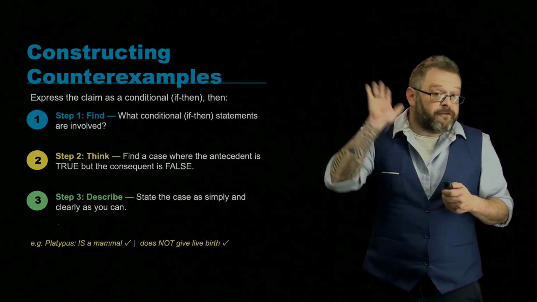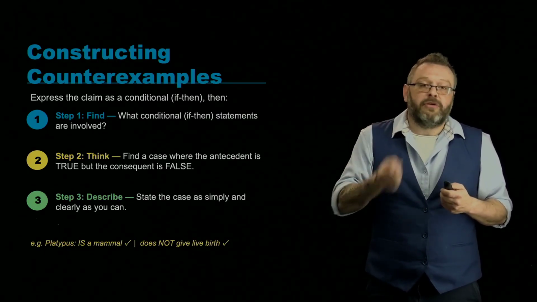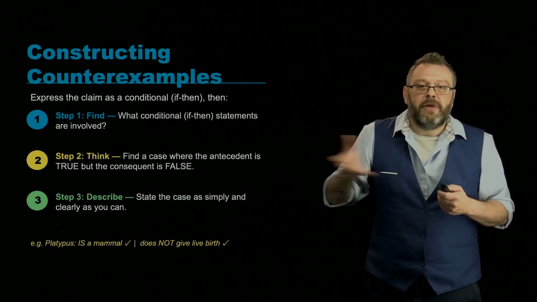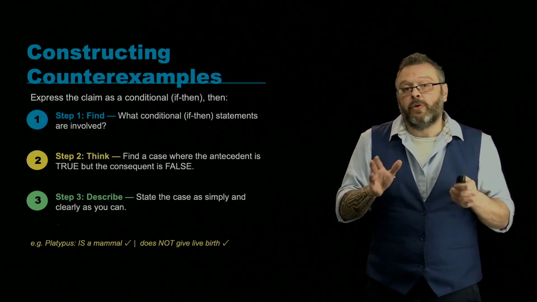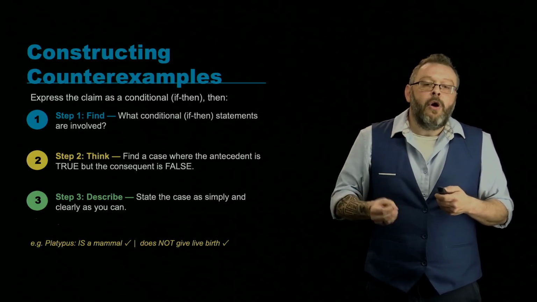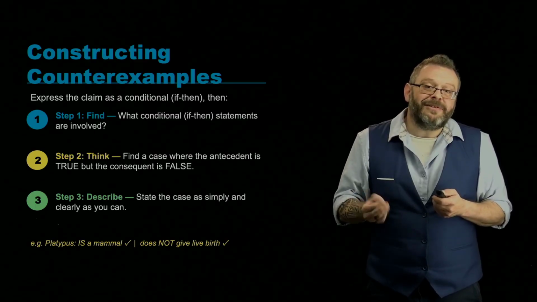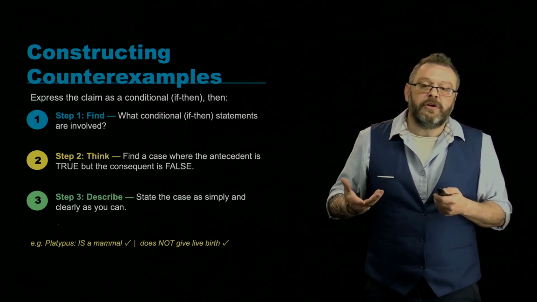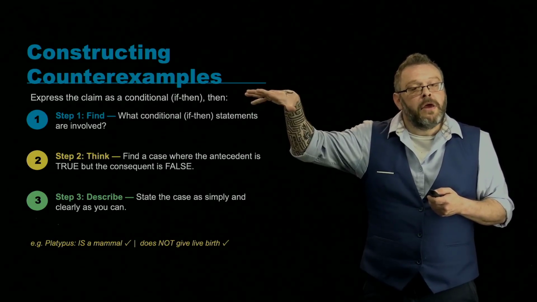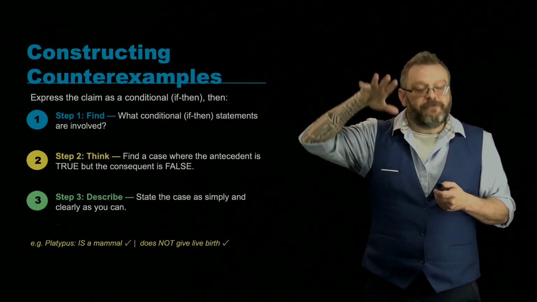So first, we've got to find the conditionals. A lot of times it'll be really explicit. In the case like we just saw, all mammals give live birth, we had to do a little bit of work to unpack what the conditional is. Once we found it, we want to come up with a case, a situation, a scenario in which the first part of the conditional is true, but the back part is false.